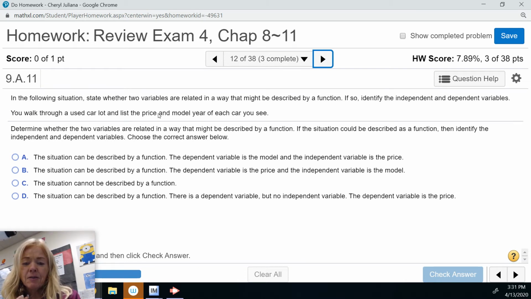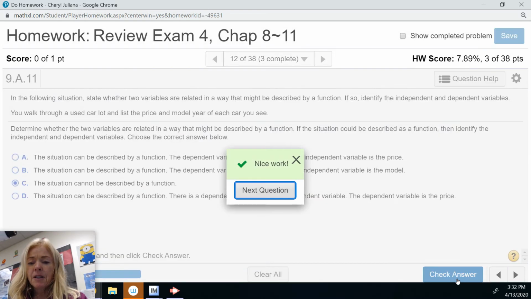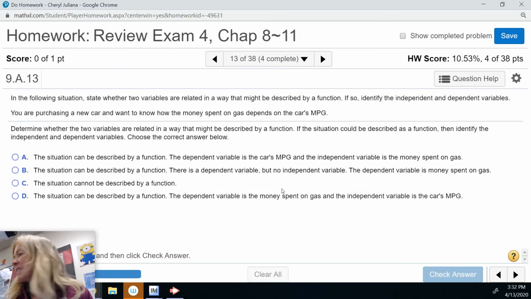This one's kind of a rough one. I'm thinking it cannot be, because the points are going to be all over the place and we would need it to be linear, whereas some model years... I just don't think they're related linearly. Yep. Oh, good job. All right, next one is number 14.